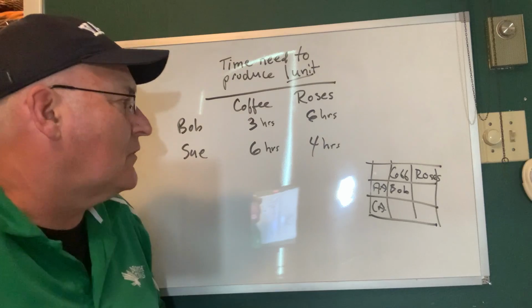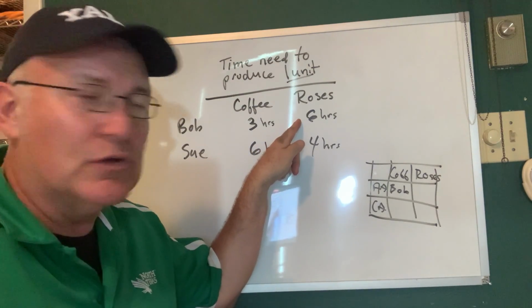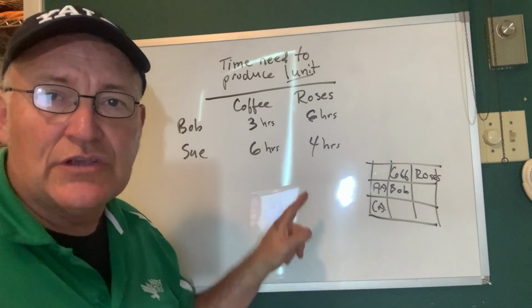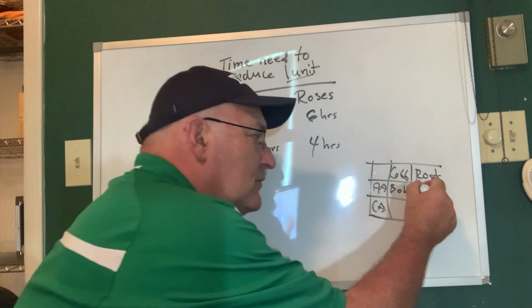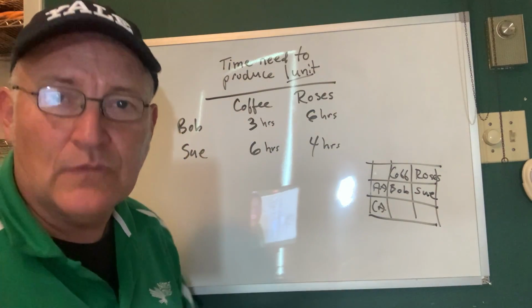Well, what about roses? It takes Bob 6 hours to make 1 unit of roses, and it takes Sue 4 hours. So it takes Sue less time to make. Sue would have the absolute advantage because she's always going to be able to make more than Bob.